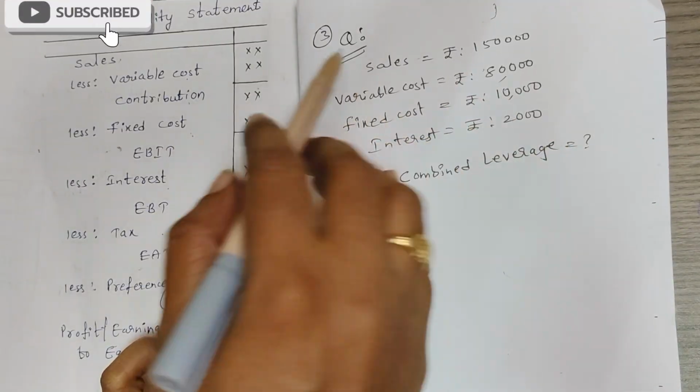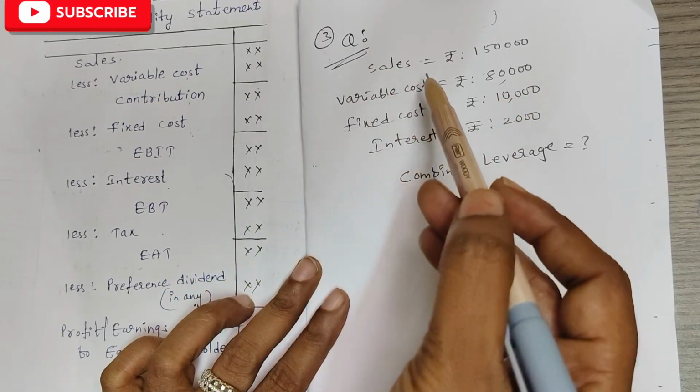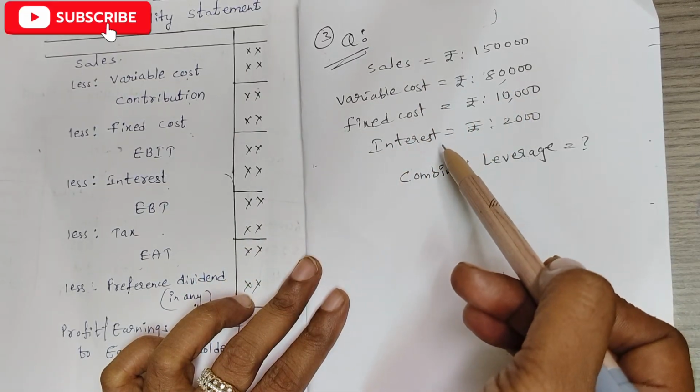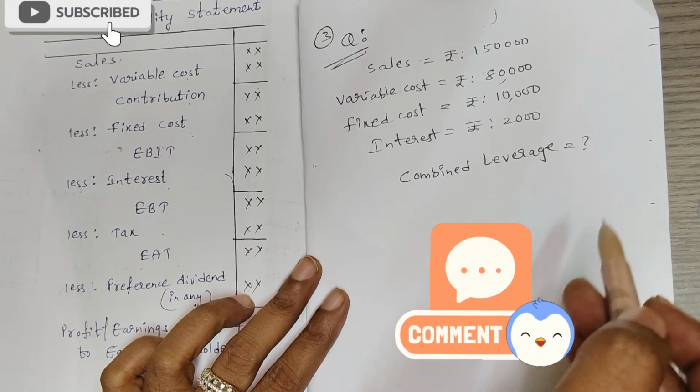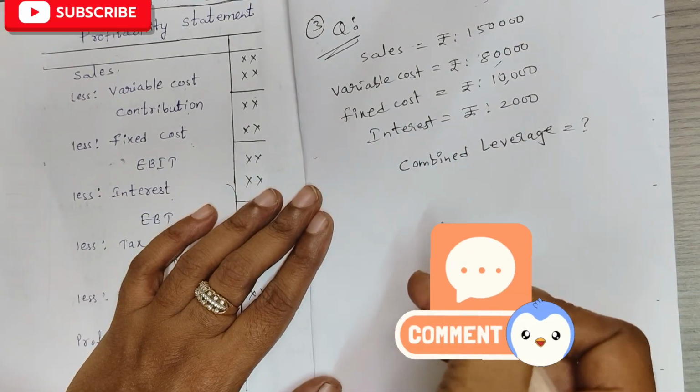So here I have given a third question. Sales, variable cost, fixed cost, interest are given here. And we need to find out combined leverage. So do that solution. Give me your answer in the comment box.